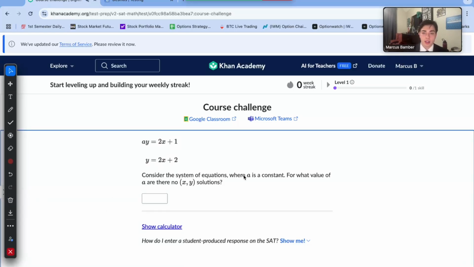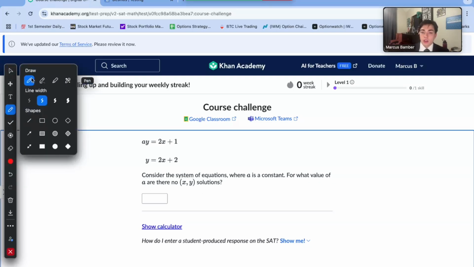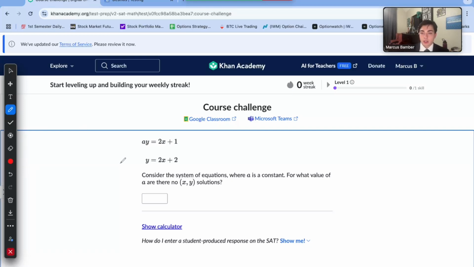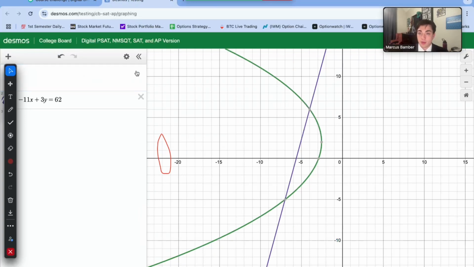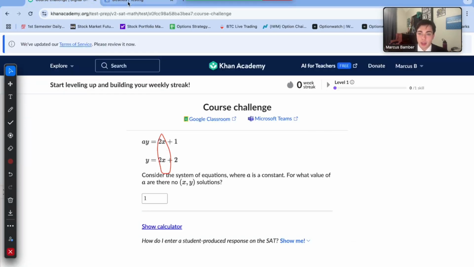Consider the system of equations where a is a constant. For what value of a are there no solutions? So in order for a system to have no solutions, the slopes need to be the same and the y-intercepts need to be different. The only a value where we have two slopes that stay the same as 2x and the two y-intercepts are different is a equal to 1. So the value is 1. We could double check by substituting it in, and then substituting back into Desmos, and then double checking that the two lines are parallel.